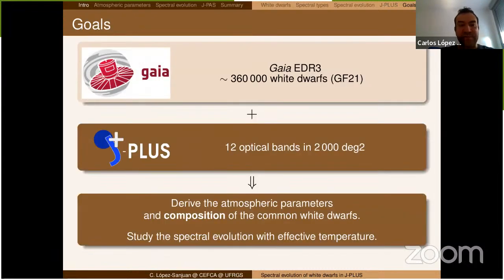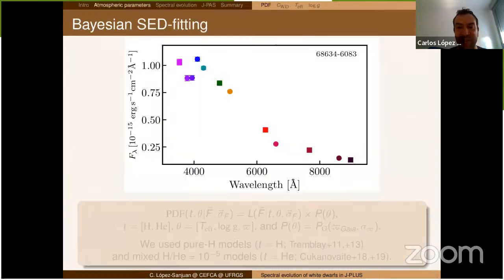And so the goal of the work is to take the Gaia DR3 catalog of white dwarfs and complement it with the 12 optical bands of J-PLUS in 2,000 square degrees to derive the atmospheric parameters and the composition of those common white dwarfs, and with this study the spectral evolution with effective temperature. So the first thing is how we derive these atmospheric parameters and the composition.